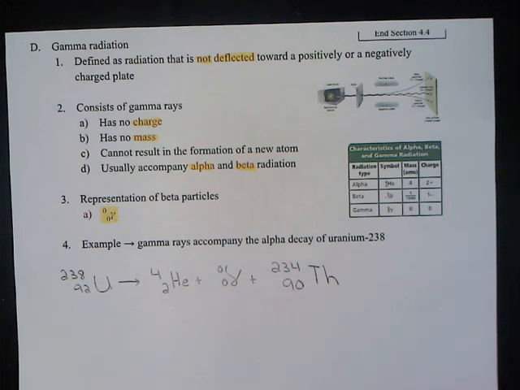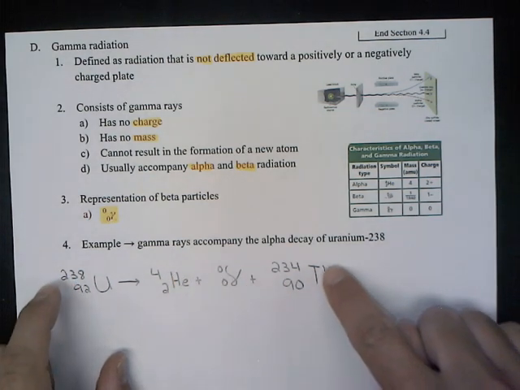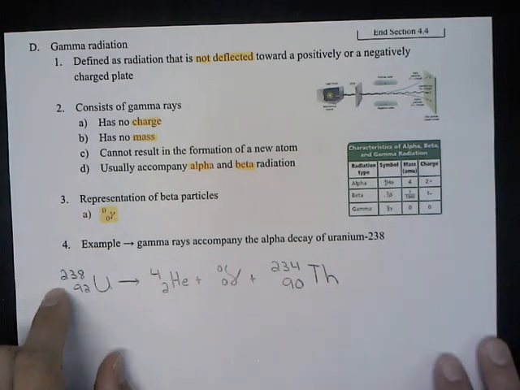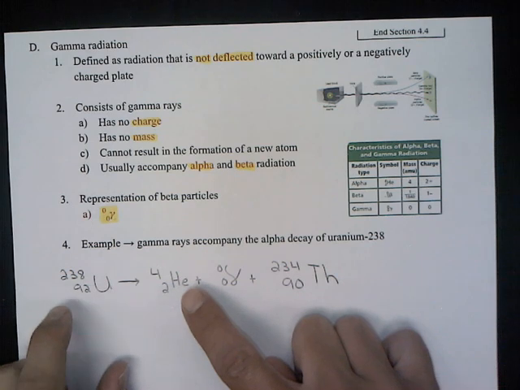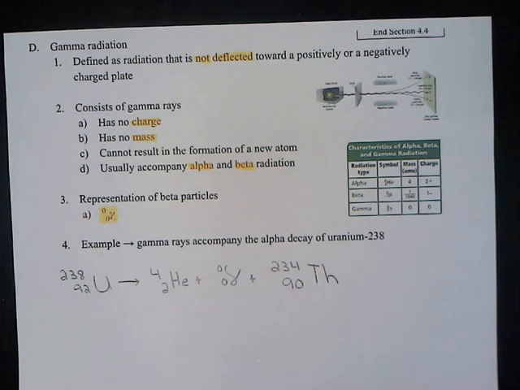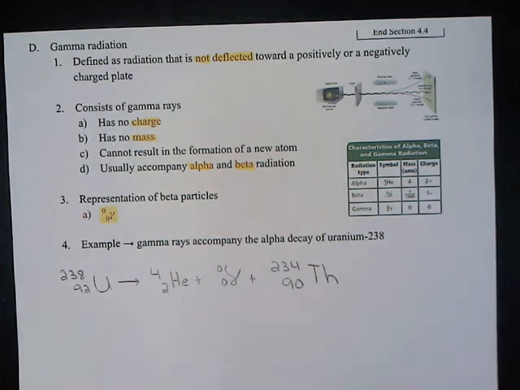Now, I want to emphasize this one more time: the atomic mass must equal each other on the left and right hand side of the equation. So that means if there's multiple things we must add, and the number of protons, or atomic number, these bottom numbers, must add up to equal each other on the left and right hand side.